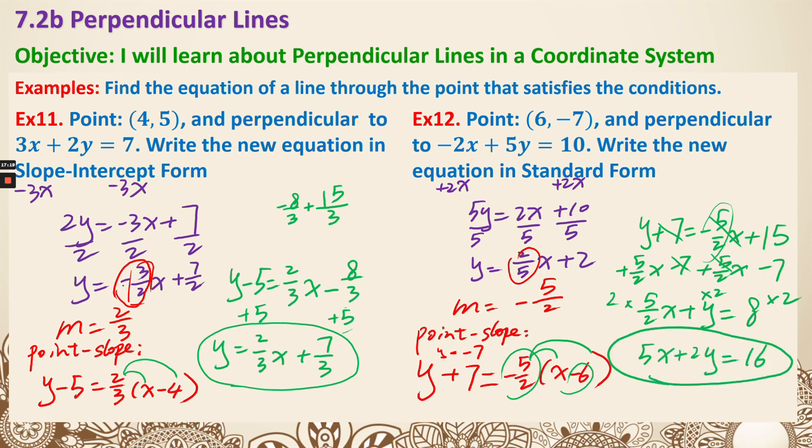That is the standard form for example 12. That is everything for 7.2b.